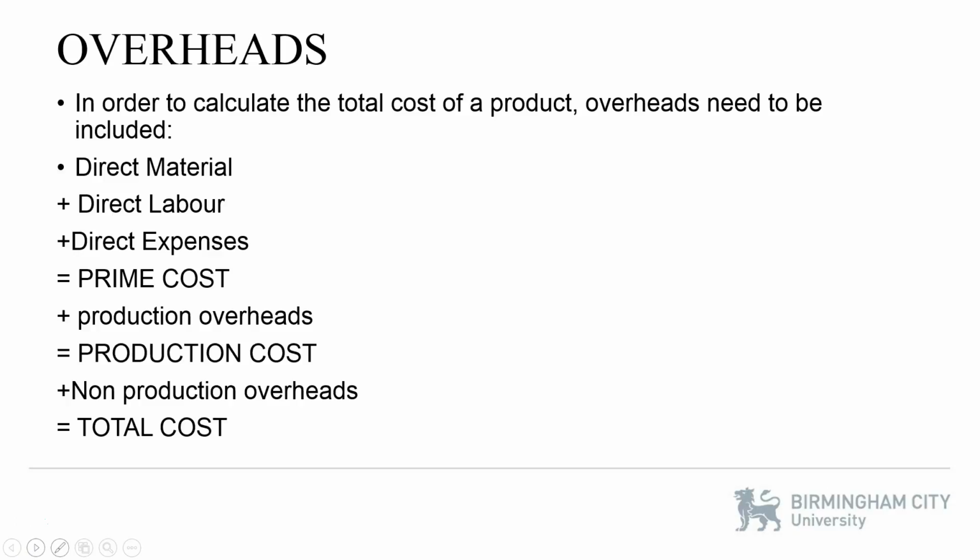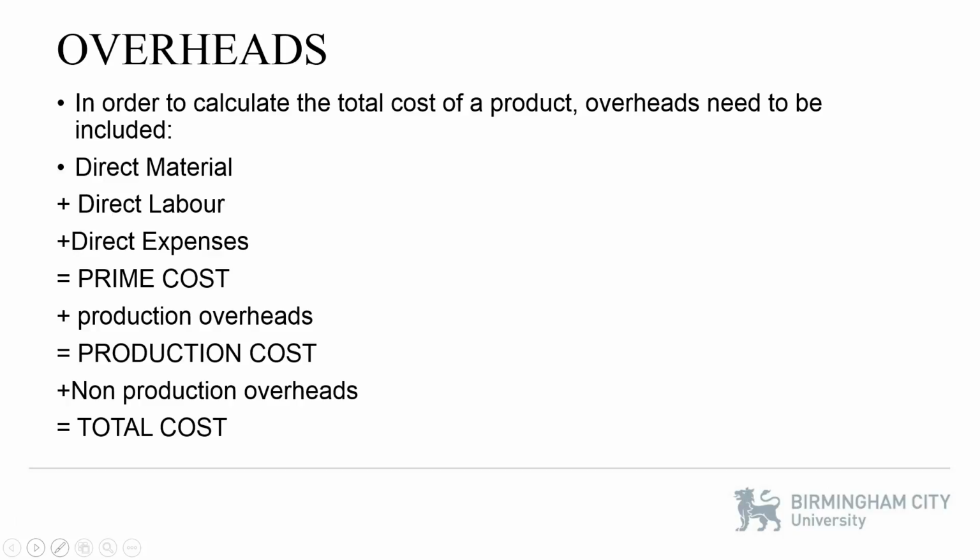Now, overheads have to be included in the total cost of a product, and again, you should remember this from Chapter 1. So when we're looking at total cost, we have direct material plus the direct labour plus the direct expenses gives us the prime cost. We then add production overheads to give us the production cost, and finally the non-production overheads being the selling and distribution, the admin and the finance, and that gives us our total cost.